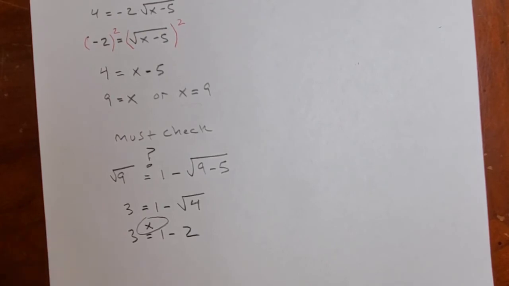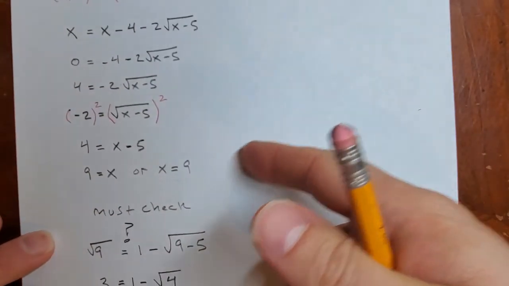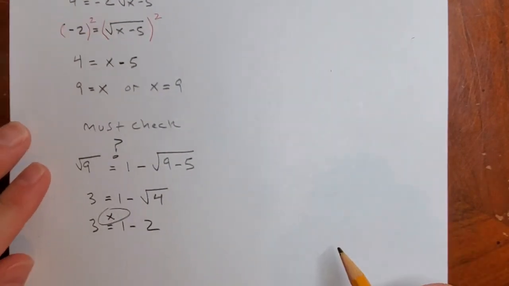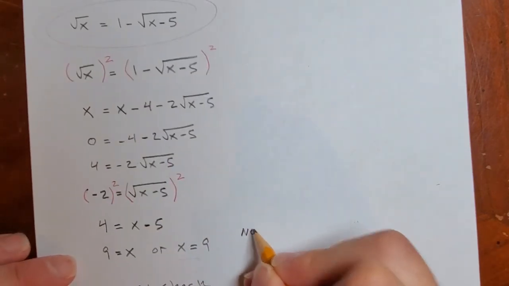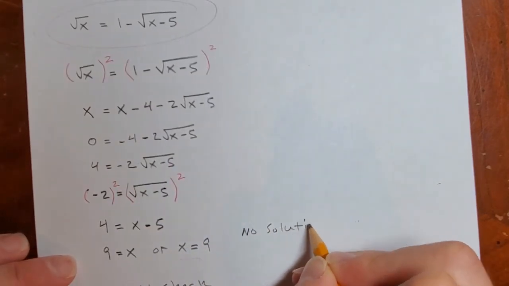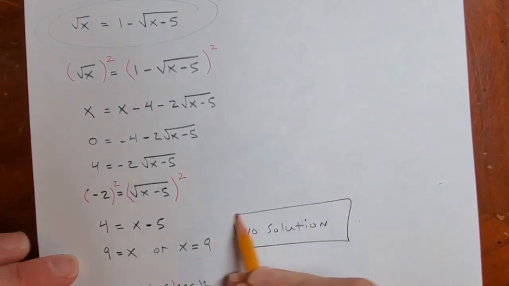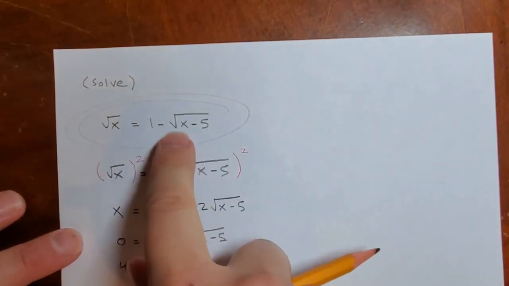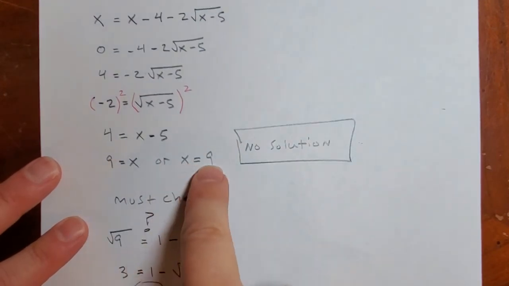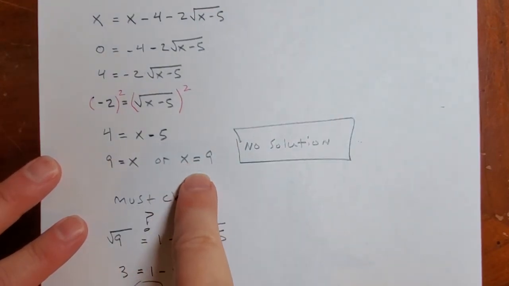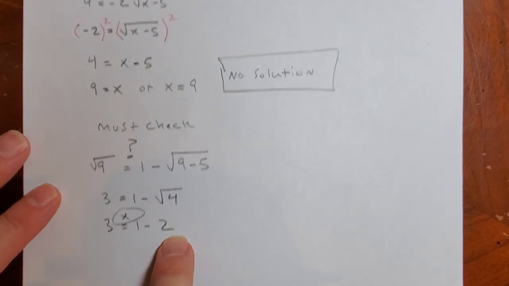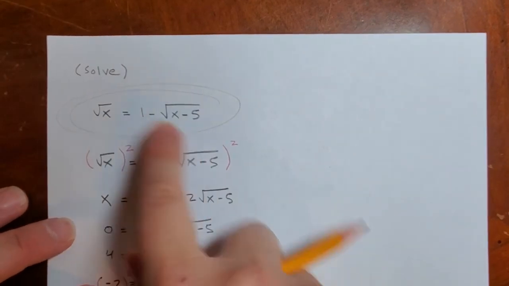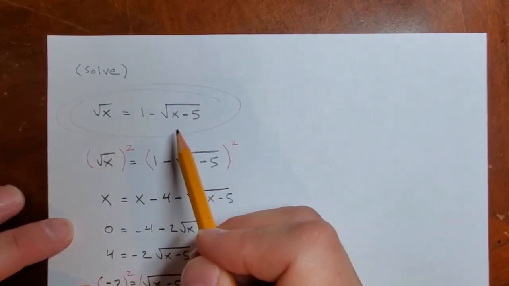So I did all this work and I got 9. I plugged the 9 in, it didn't work. What does that mean? It means that there's no solution. It's not like there's an answer to this problem and I just didn't find it. If there was an answer to this equation, it would have showed up here. And the only number that showed up didn't work. That means there isn't an answer. So this equation, it's impossible. There's no number anybody can find that if you plug it in will work.